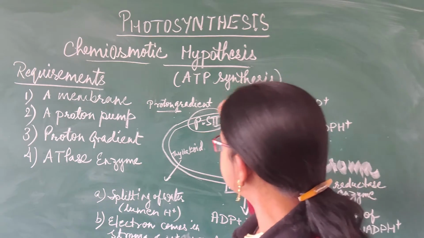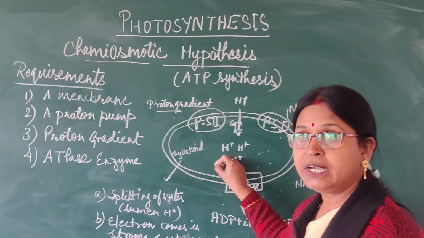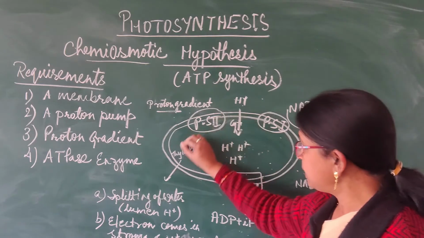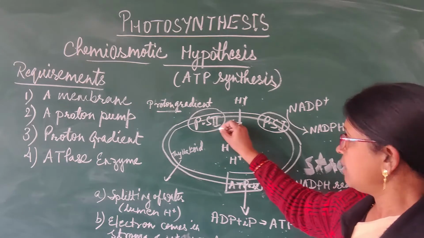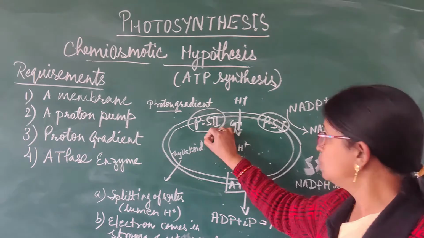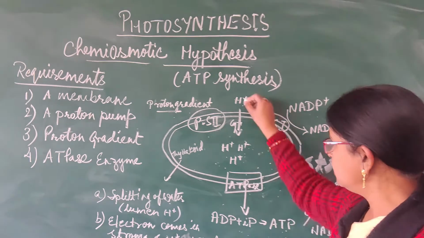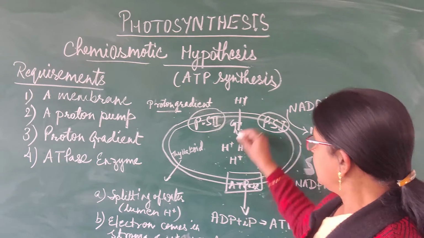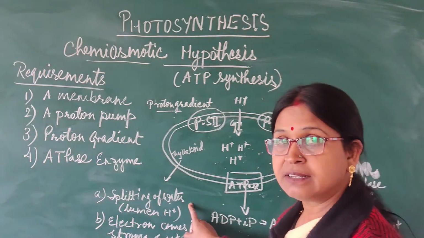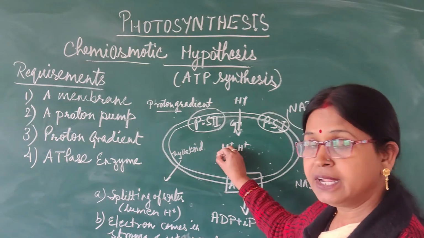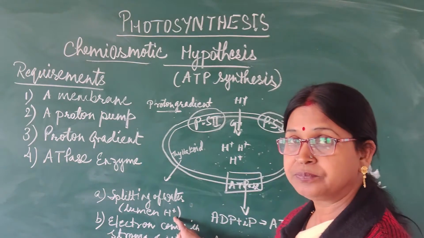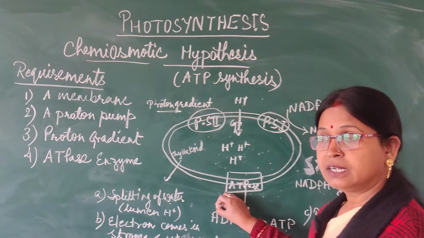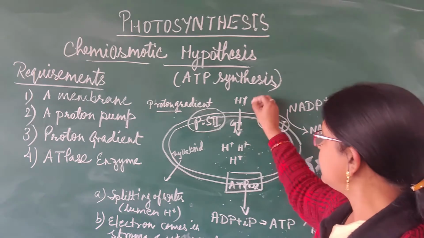Chemiosmotic hypothesis. This is the structure of the thylakoid lumen, and this is outside, that is the stroma. The membrane of this thylakoid has pigment systems 1 and 2, this proton channel as well as the ATPase enzyme. Now, when water splitting takes place in the lumen of this thylakoid, it releases hydrogen ions or protons. The electron will move out and it will be compensated by the H plus ion.